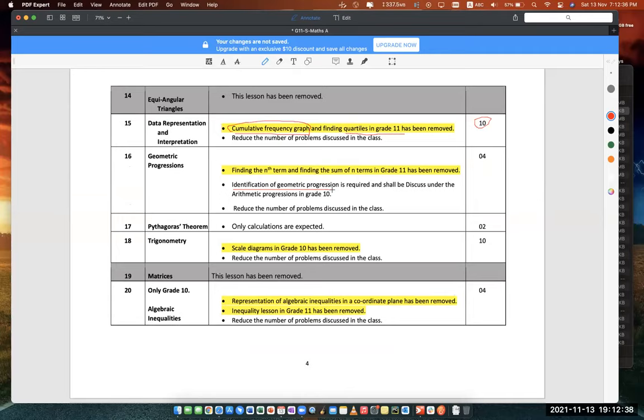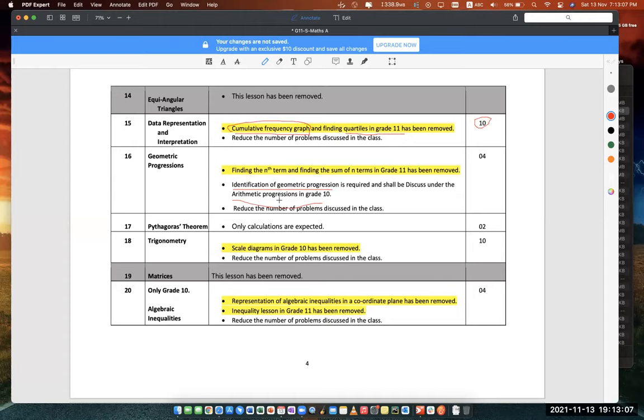There are no calculations from geometric progressions, nothing. So you don't have to find the nth term of a geometric progression or the sum of n terms. Only the identification of a geometric progression, but arithmetic progression will be there. So for the exam, you will definitely get an arithmetic progression question. Sometimes they may give another progression, which is a geometric progression, and ask you to name the progression. Something like that will be there.